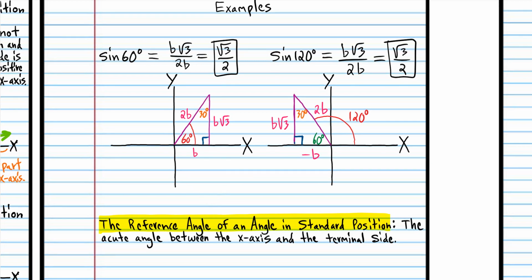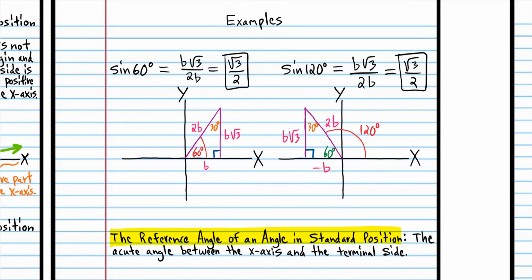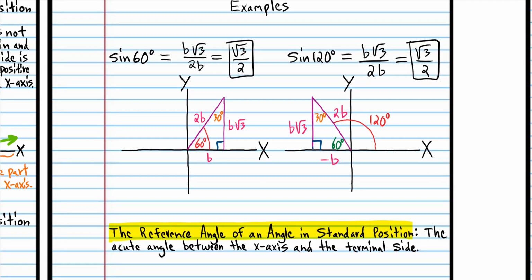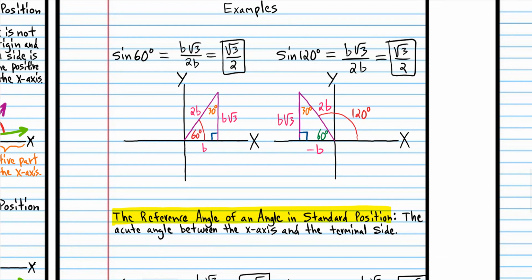The way that we understand this is by drawing a triangle in standard position. A triangle in standard position is a triangle where the adjacent side of the angle in question is on the positive x-axis, and the terminal side is the hypotenuse. And again, the vertex of the angle in question must be at the origin.